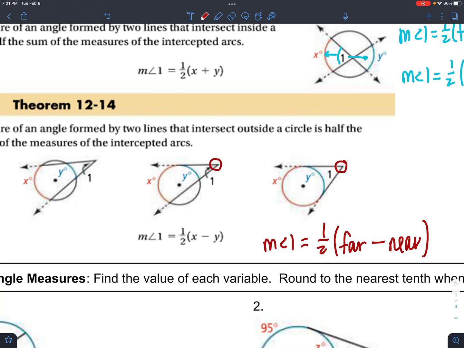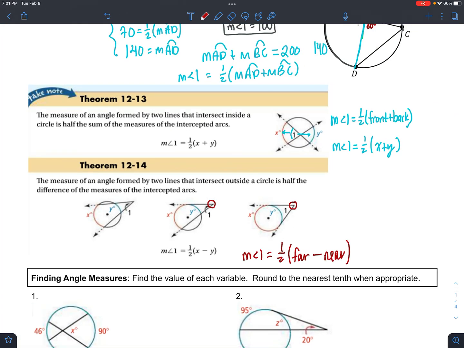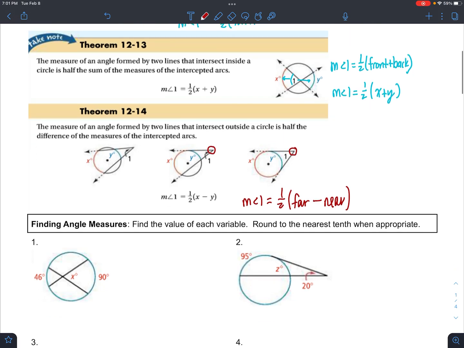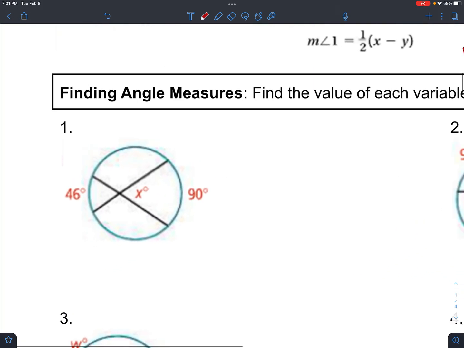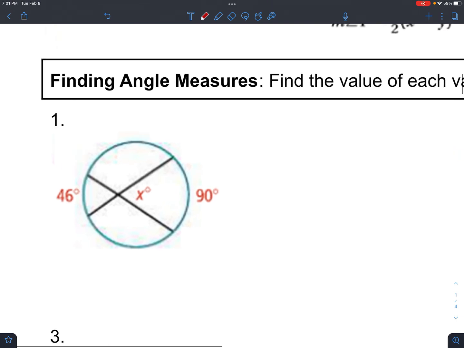So really useful, and we'll do some examples with that here. We have the angle in the first one is 1/2 front plus back, and then if the angle is outside, and it aligns with one of these pictures, it's 1/2 far minus near. So let's apply this here. I'll just use those formulas because the words help me a little bit.